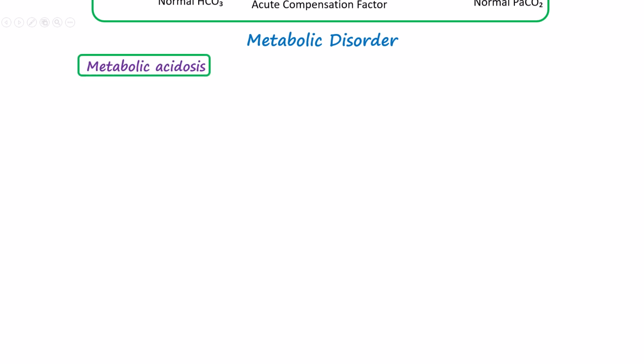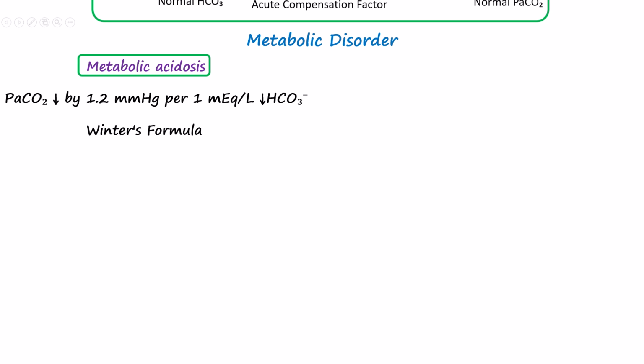For metabolic disorders, we use different compensation rules. Metabolic acidosis triggers respiratory compensation through hyperventilation, where for every 1.2 mmHg reduction in CO2, bicarbonate reduces by 1 millimole per liter. Mathematically, we can predict the expected CO2 level using Winter's formula.